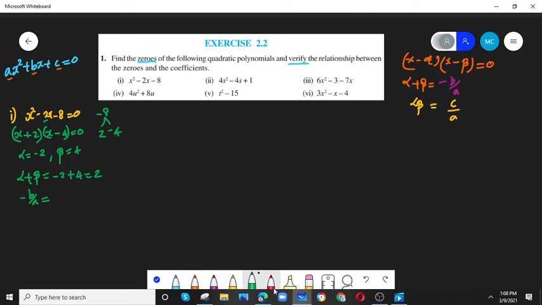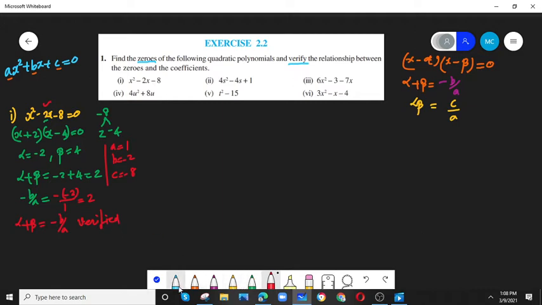What is minus b by a? We have to check minus b by a. What is the b value? So the a value is 1, the b value is minus 2, the c value is minus 8. So minus b by a, minus of minus 2 by 1, which is 2. So now both are the same. So alpha plus beta equal to minus b by a, verified.